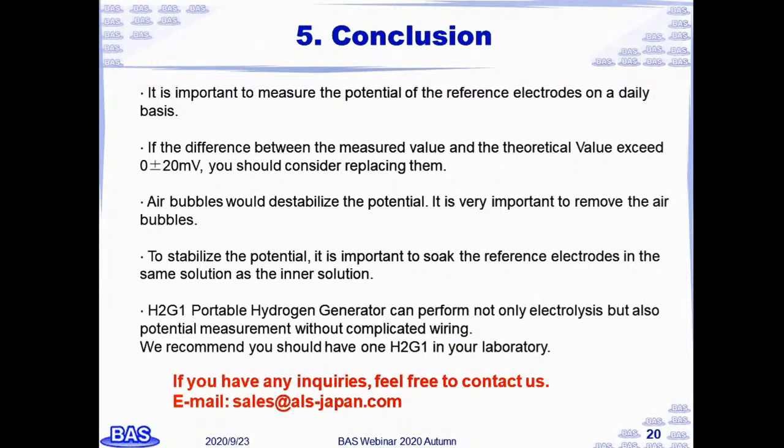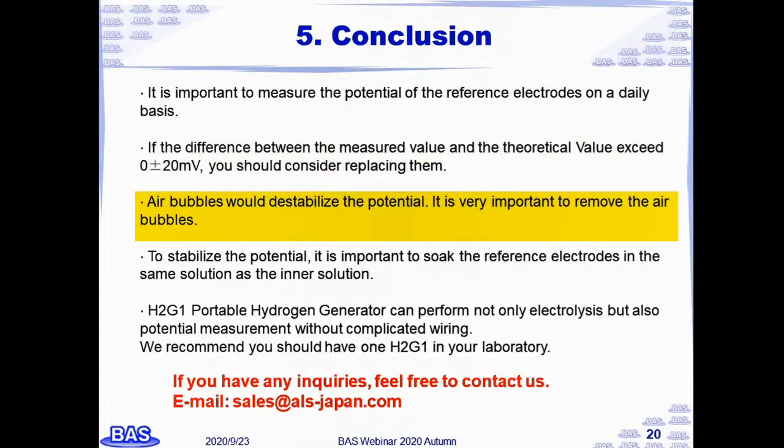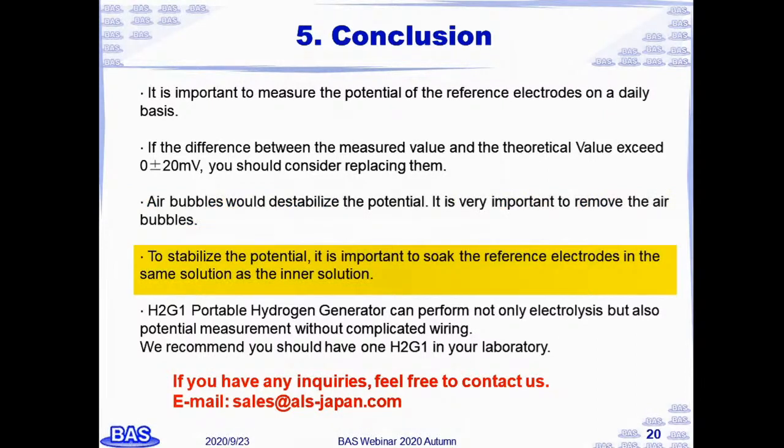Here are the conclusions. It is important to measure the potential of the reference electrodes on a daily basis. If the difference between the measured value and the theoretical value exceeds 20 millivolts, you should consider replacing them. Air bubbles destabilize the potential. It is very important to remove the air bubbles. To stabilize the potential, it is important to soak the reference electrodes in the same solution as the inner solution.